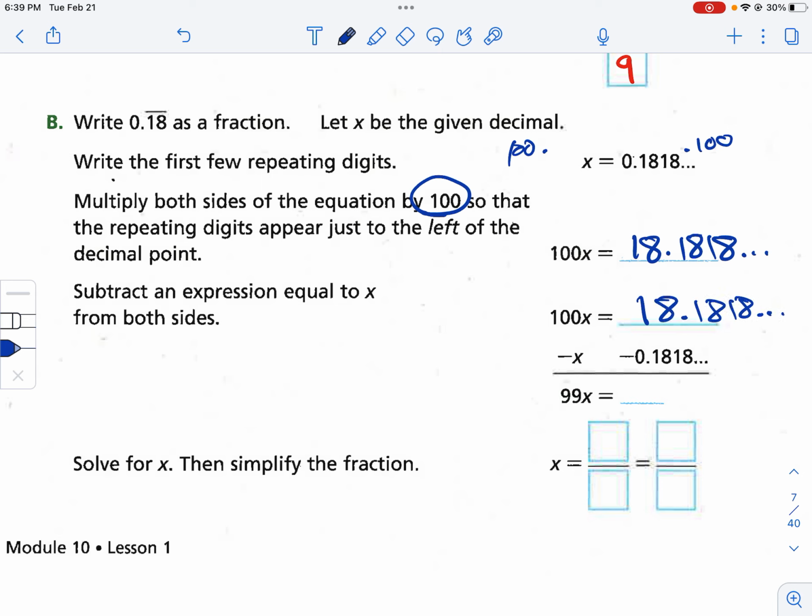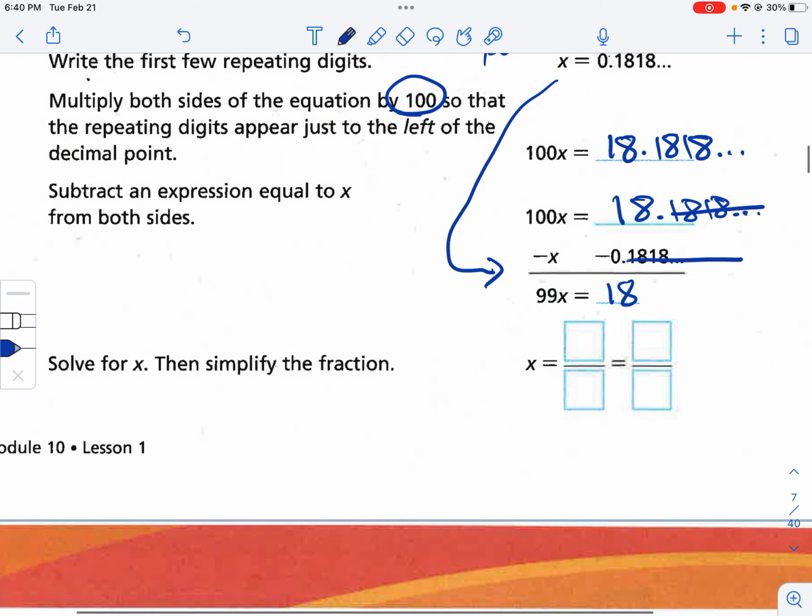So I get 18.1818. Okay, I just brought this down and I'm subtracting it. So 100x minus x will get me 99x. This 1818 cancels out and I'm just left with an 18. I divide by 99 on both sides and I get 18 over 99, but I need to simplify that. 9 goes into both of those and I get 2 over 11.